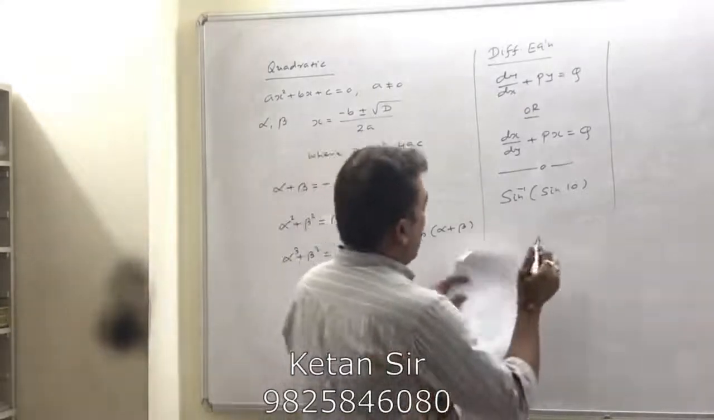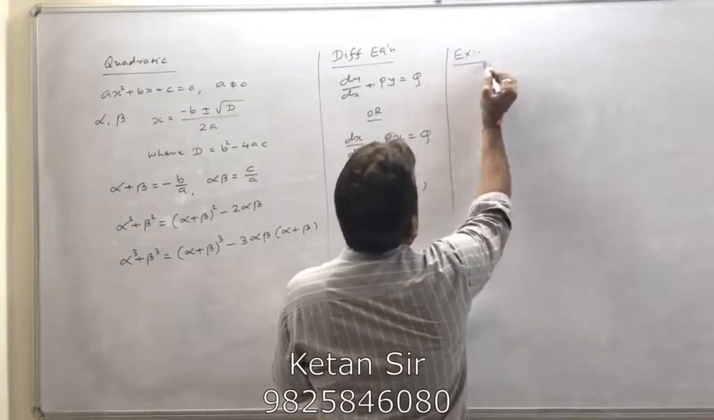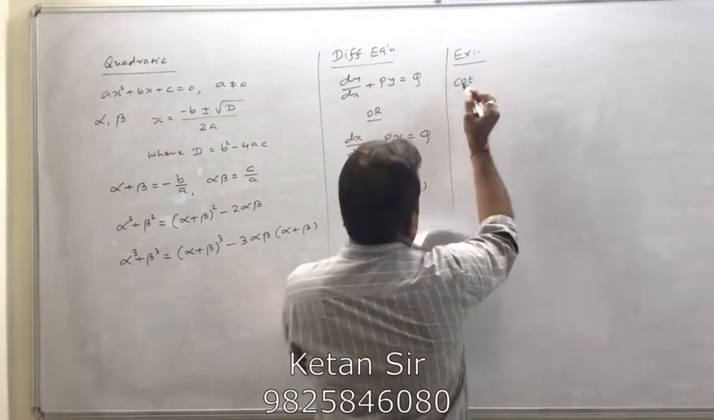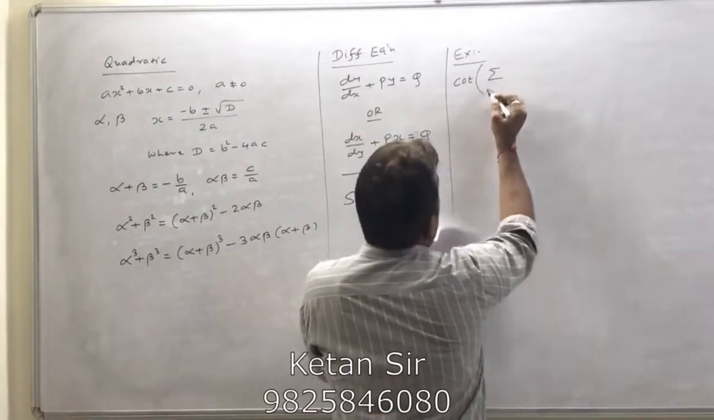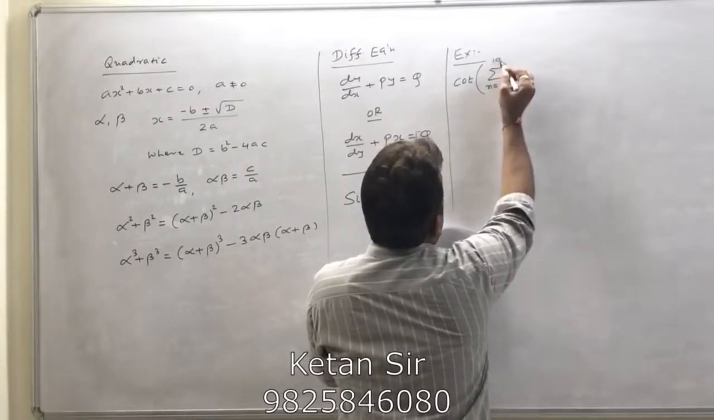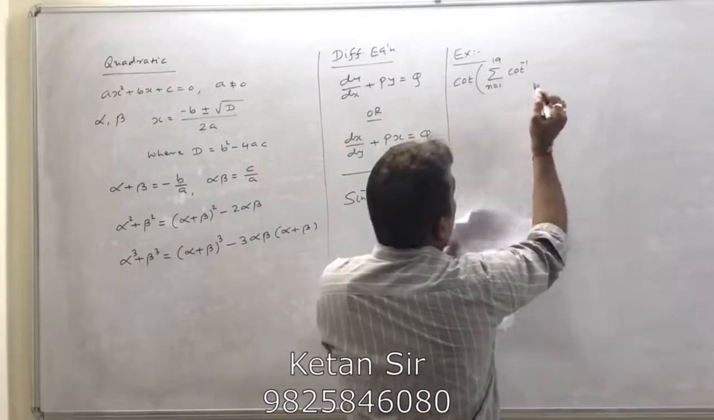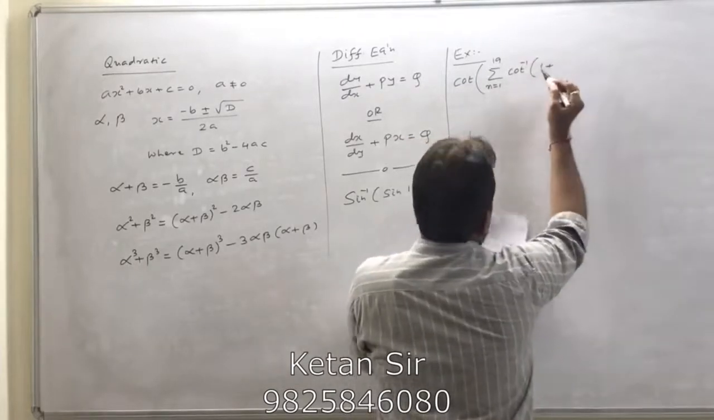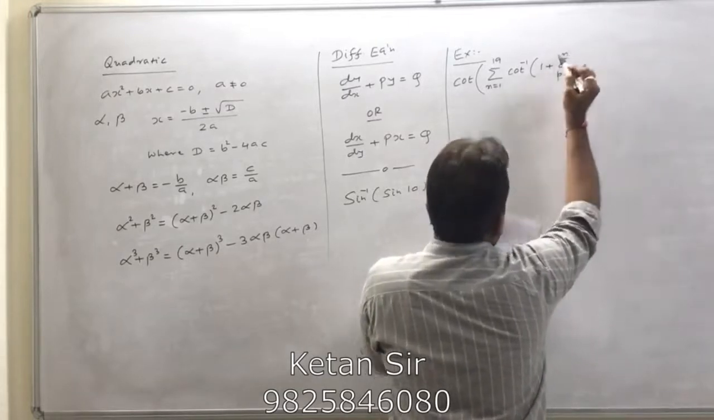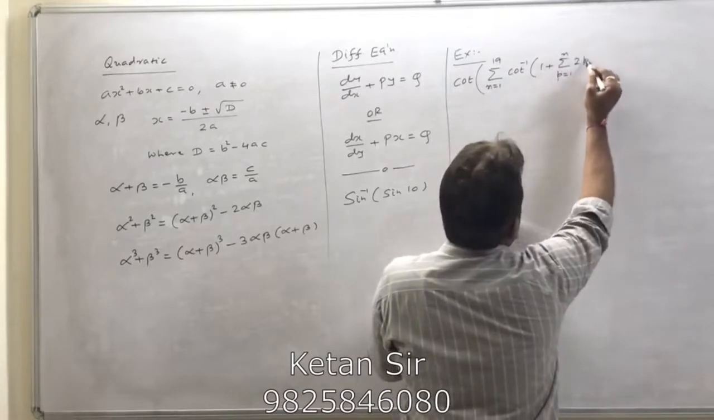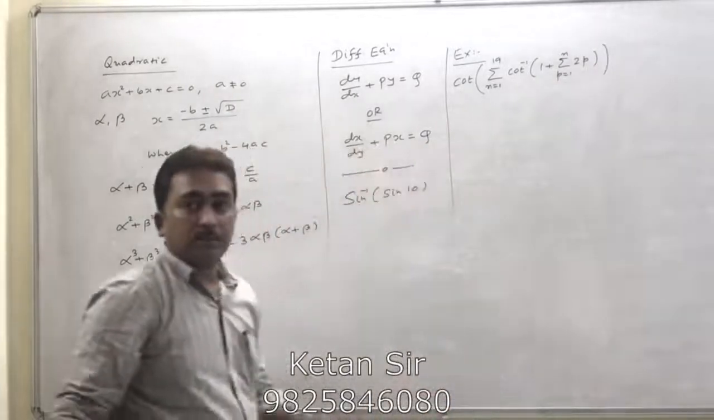And one more question is that, find out the value of, example છે, find out the value of cot of sigma n equal to 1 to 19 cot inverse of 1 plus sigma p equal to 1 to n 2p. Find out the value of this.